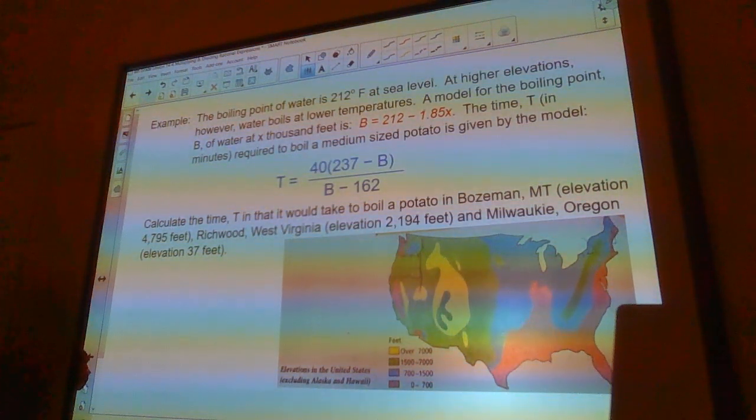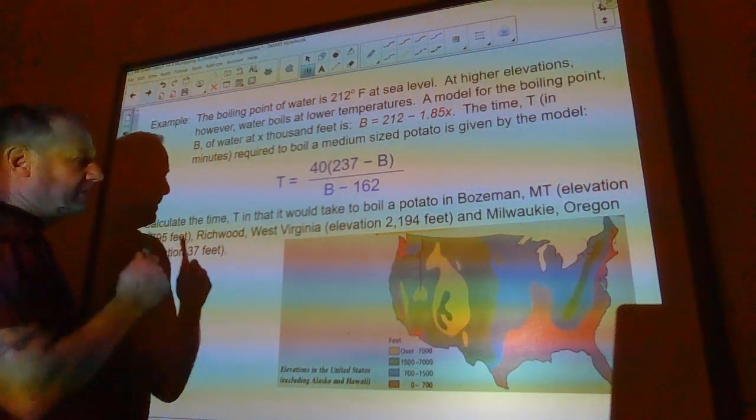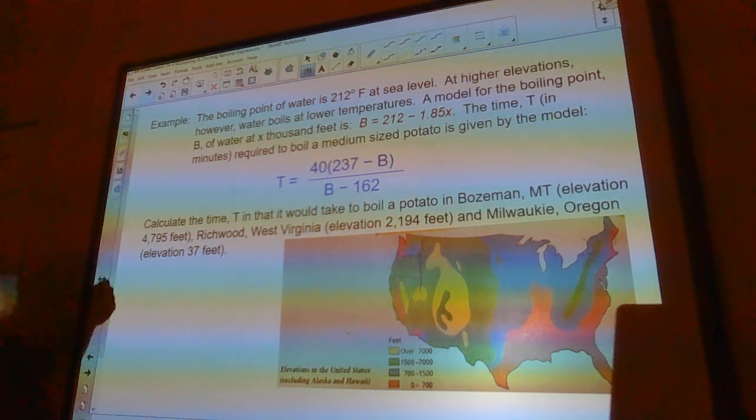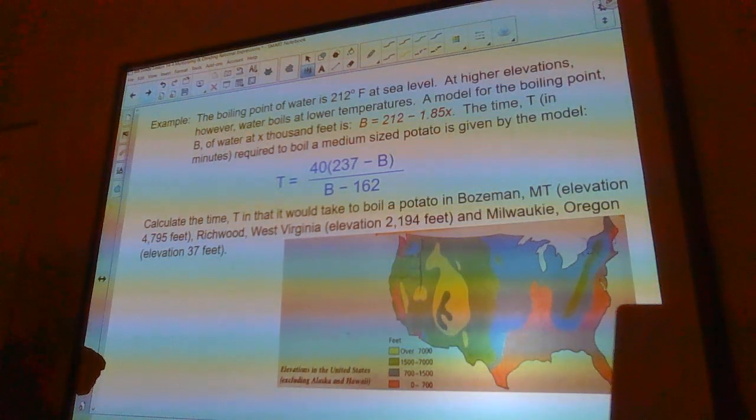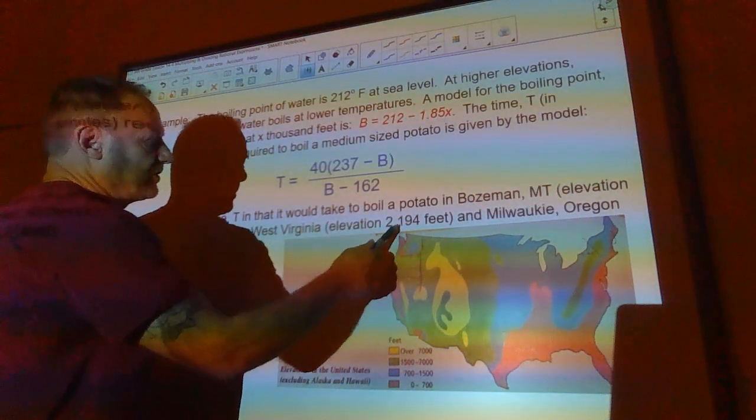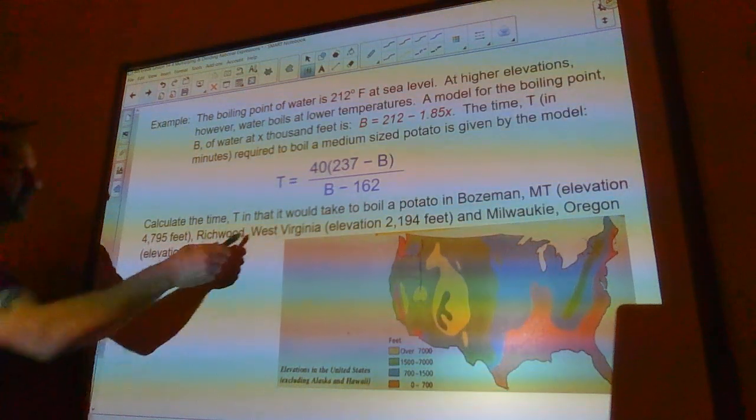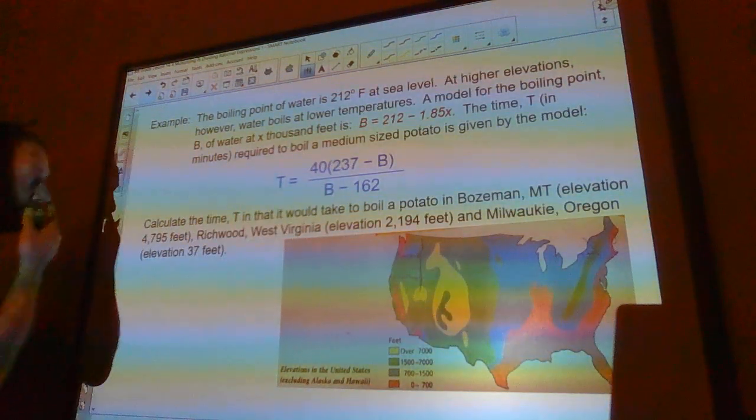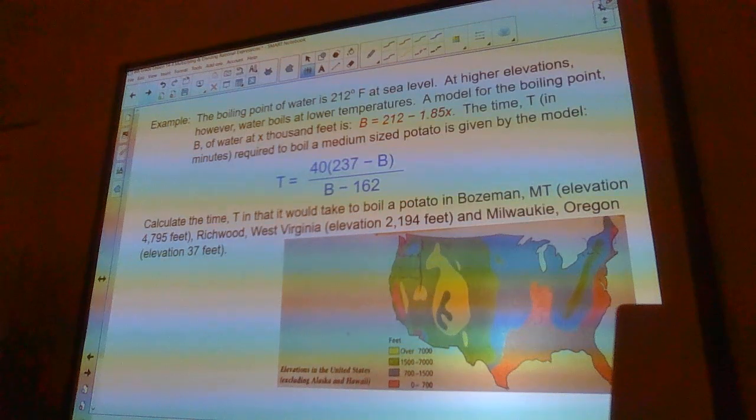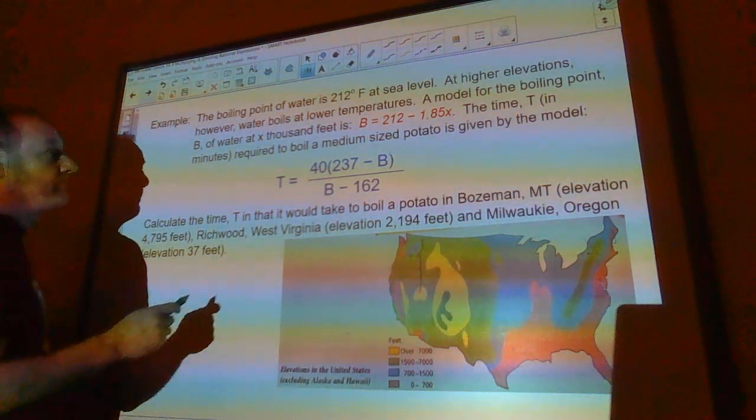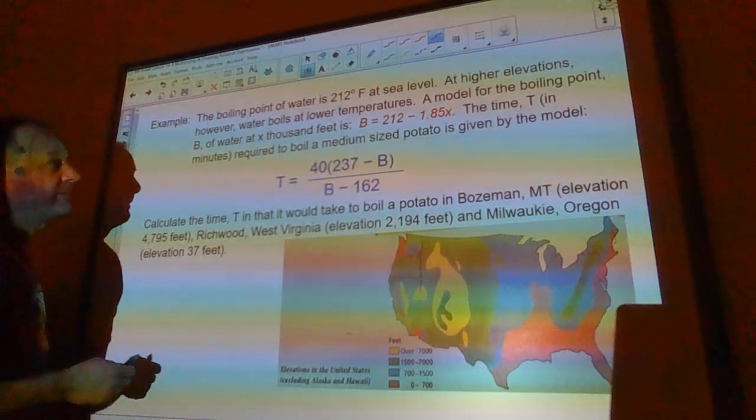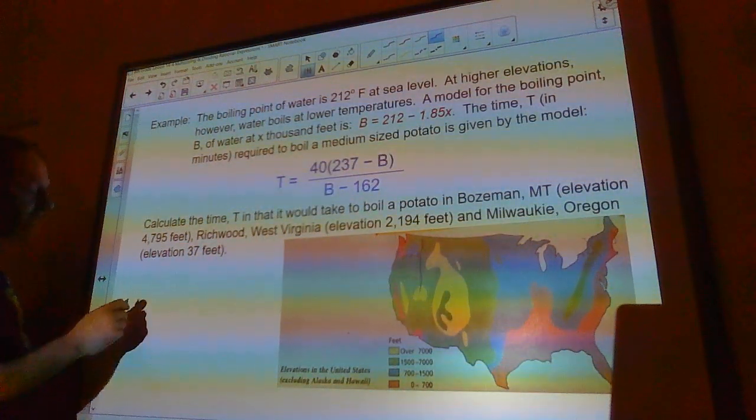So I've got to do this problem 3 times. The first thing I would do is Bozeman. I would probably round this to 5,000 because it's dang near there. I'd probably round the West Virginia one down to 2,000. You could put decimals in there, so this would be 4.795 for x. So we've got to start with that, right? So let's start with B.